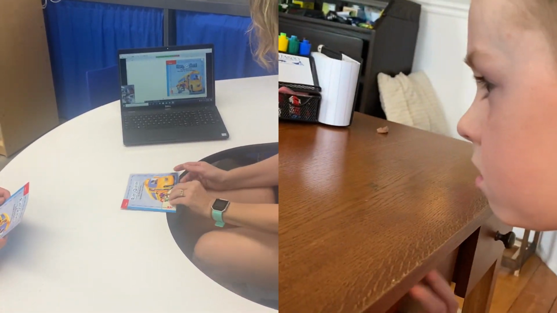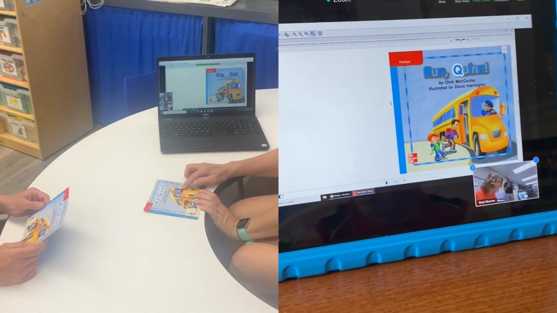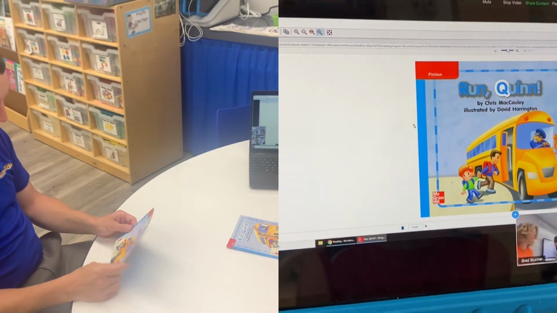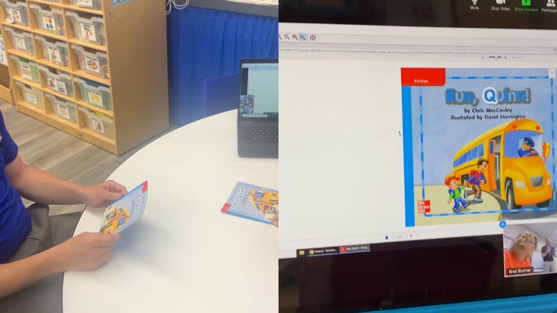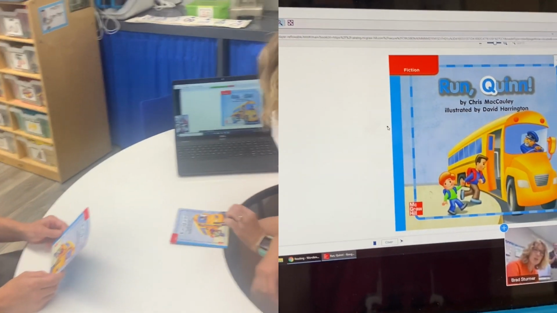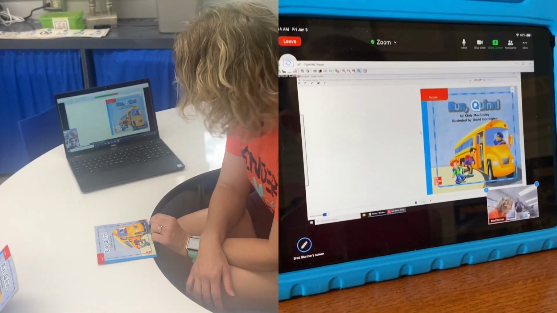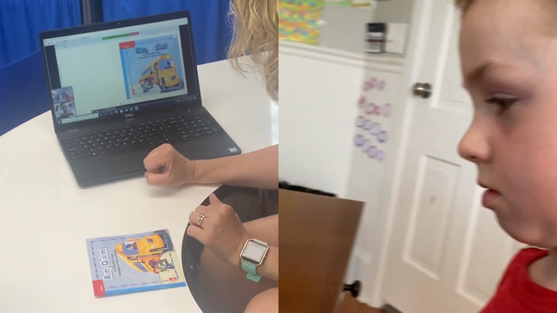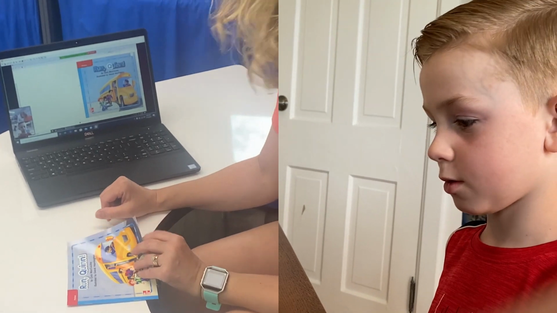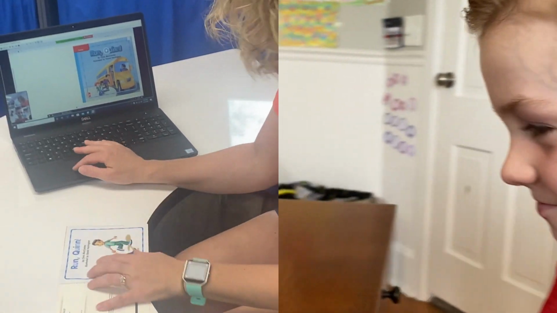All right. Oh, what kind of transportation is Quinn gonna use in our story? Brad, what do you notice? School bus. A school bus. Oh, Ethan, do you have a prediction? Where do you think he might be going if he's riding a school bus? School. I bet you're right. Let's read to find out.